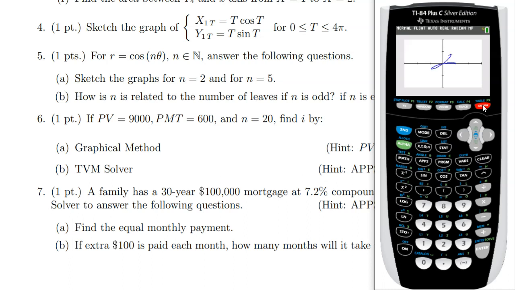So it looks like when n is even, you get 2n leaves. When n is odd, you get n leaves. So that's probably the answer for part B. All right, that's it. I hope that this was clear.